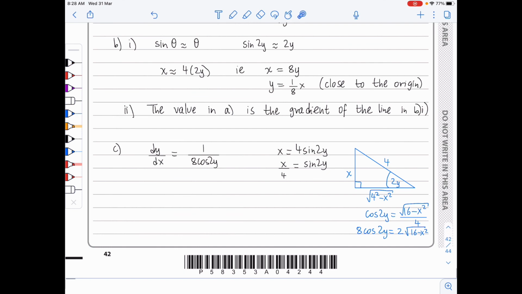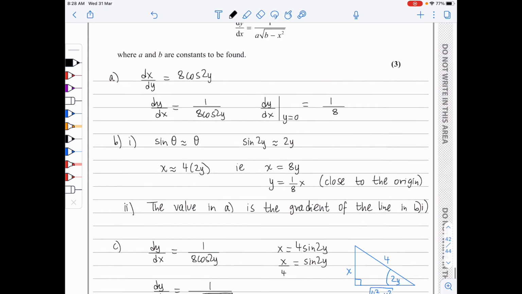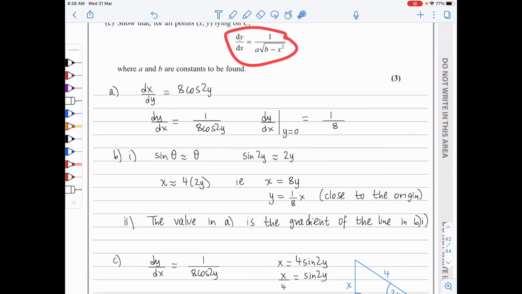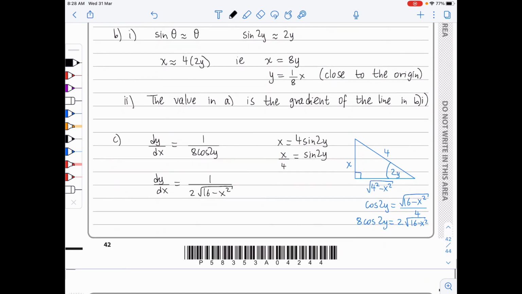So if I now go back to the given expression for dy dx, all I need to do here is replace 8 cos 2y with the expression we just found, which is 1 over 2 root of 16 minus x squared. And this matches the form of the question requested, so we can easily say that A is 2 and B is 16. So that was QR paper 1 of June 19.